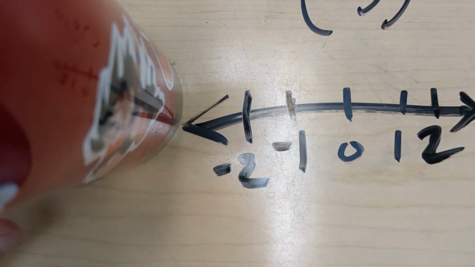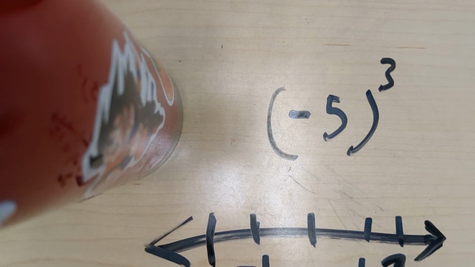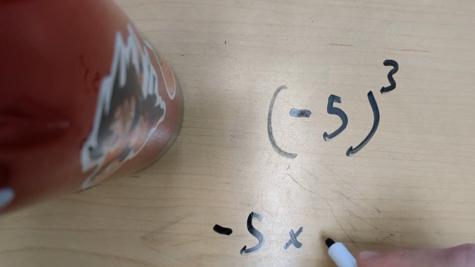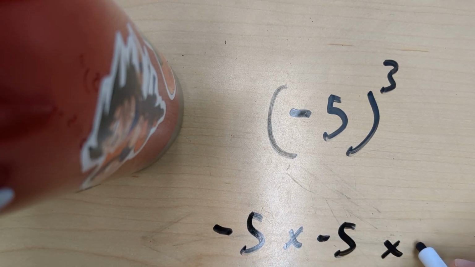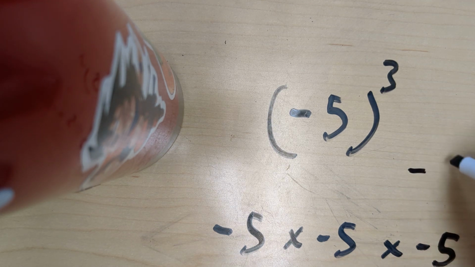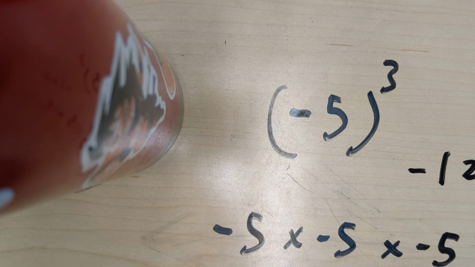All right. So when we have negative 5 to the power of 3, we're treating it as negative 5 times negative 5 times negative 5. And so in this case, we would have negative 125, right?